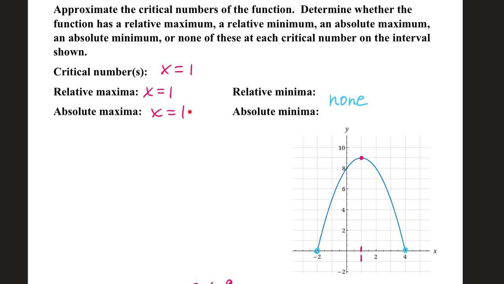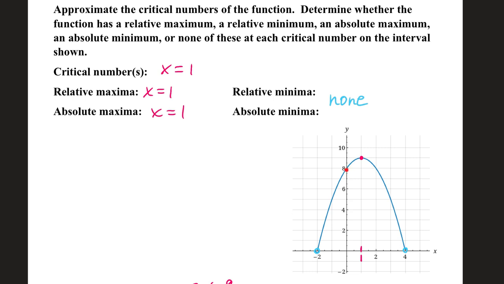Relative and absolute maxima, because we're at a hilltop. Absolute maxima, because that's the absolute highest point in the interval, negative 2 to 4. But it's also a relative maxima, because there's no other values of x that will exceed this point. F of 1 is equal to 9. F of any other x value is not 9. It is less than 9.